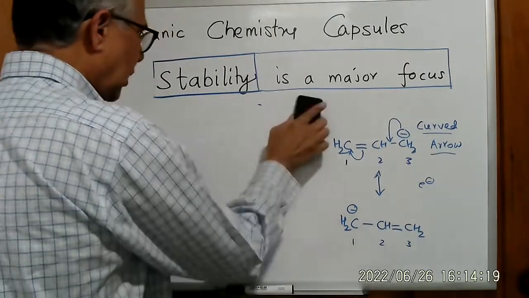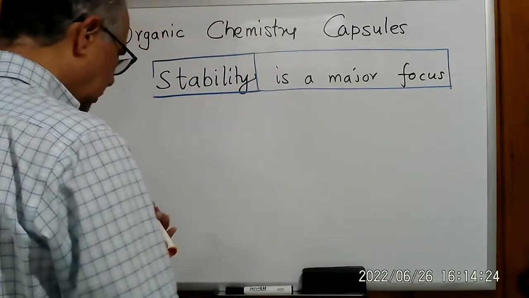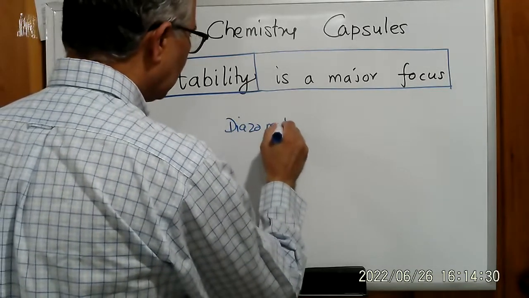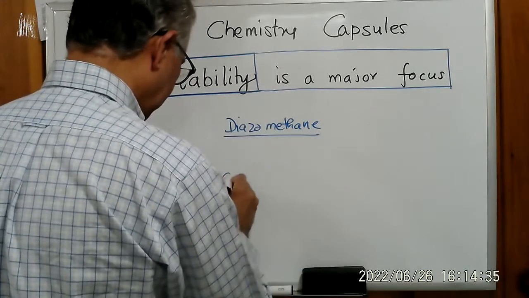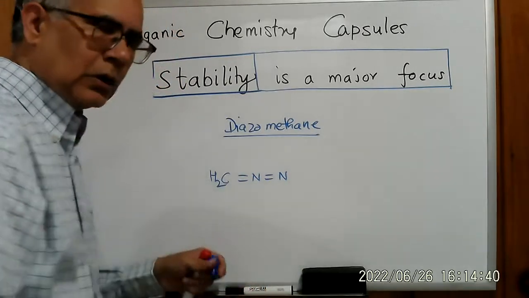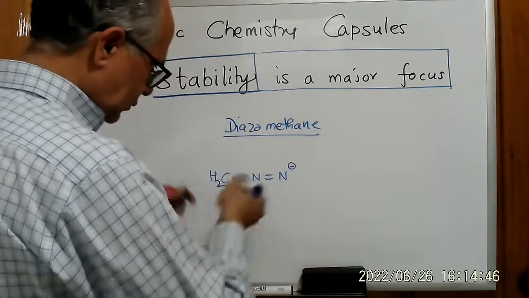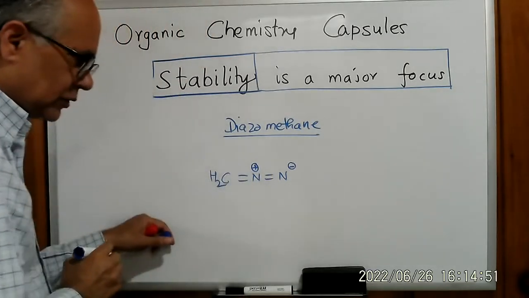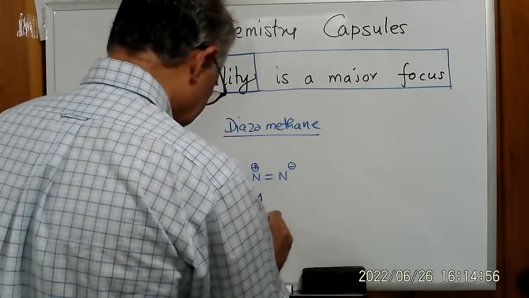And the name of that compound is diazomethane. Diazomethane. And the structure is like this: CH2, double bond N, double bond N. Okay. Now, this one has a negative charge, and you see this nitrogen has 4 bonds, so this one will have a positive charge. Now, can we draw a resonance structure to this? Yes, you can draw a resonance structure to this.